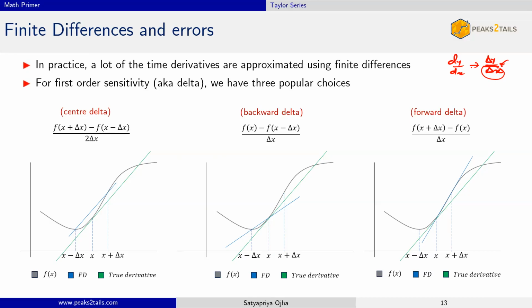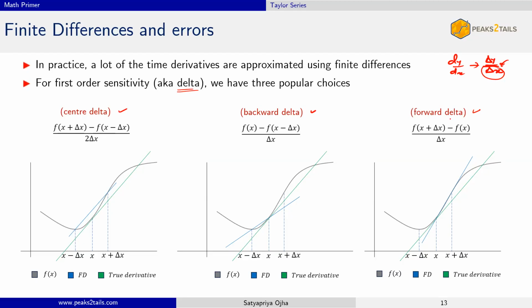Now, there are two sensitivities we're dealing with, right? One is delta, which is the first order derivative, and then there is gamma, which is also called convexity. So how do you approximate the delta sensitivity using finite difference, which is the first order derivative, dV by dy or dV by dx? There are three different choices available. One is called forward delta, another one is called backward delta, and then we have a third choice called center delta. So here is the expression and the visual.